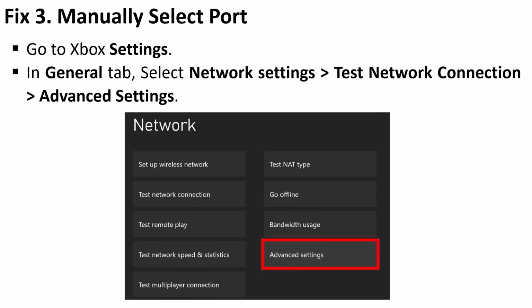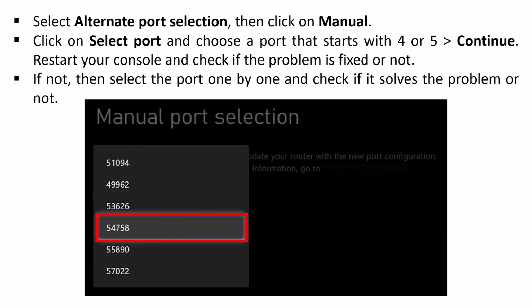Fix 3. Manually select port. Go to Xbox settings, in general tab select network settings, test network connection, advanced settings. Select alternate port selection and then click on manual. Click on select port and choose a port that starts with 4 or 5, continue. Restart your console and check if the problem is fixed or not. If not, then select the port one by one and check if it solves the problem or not.